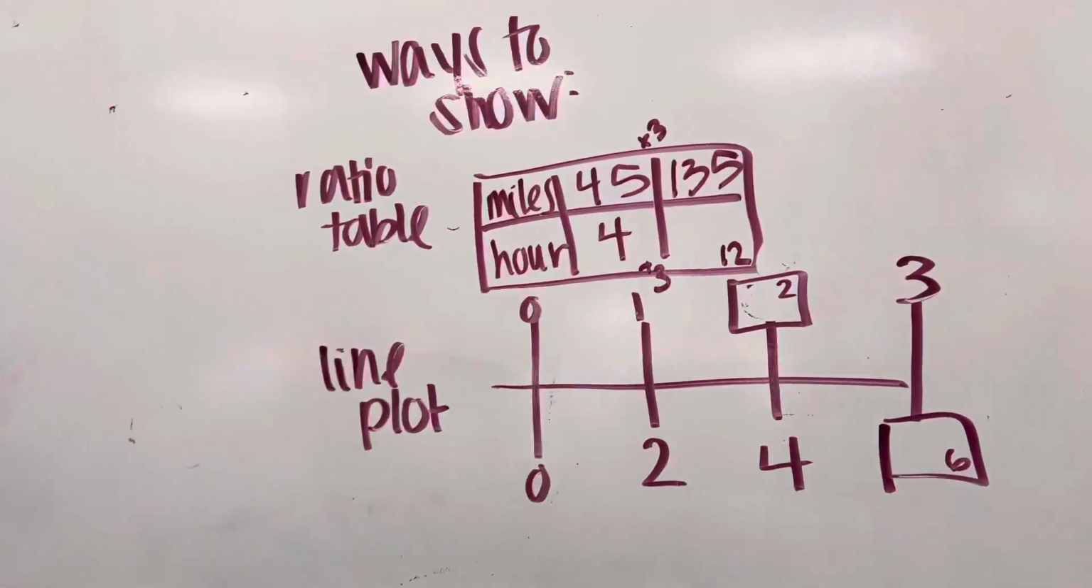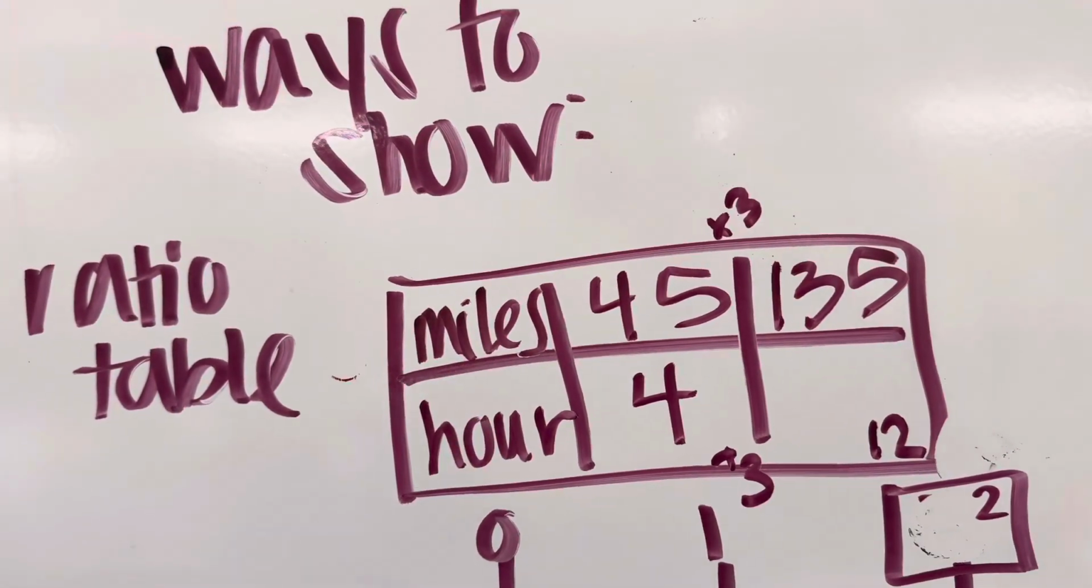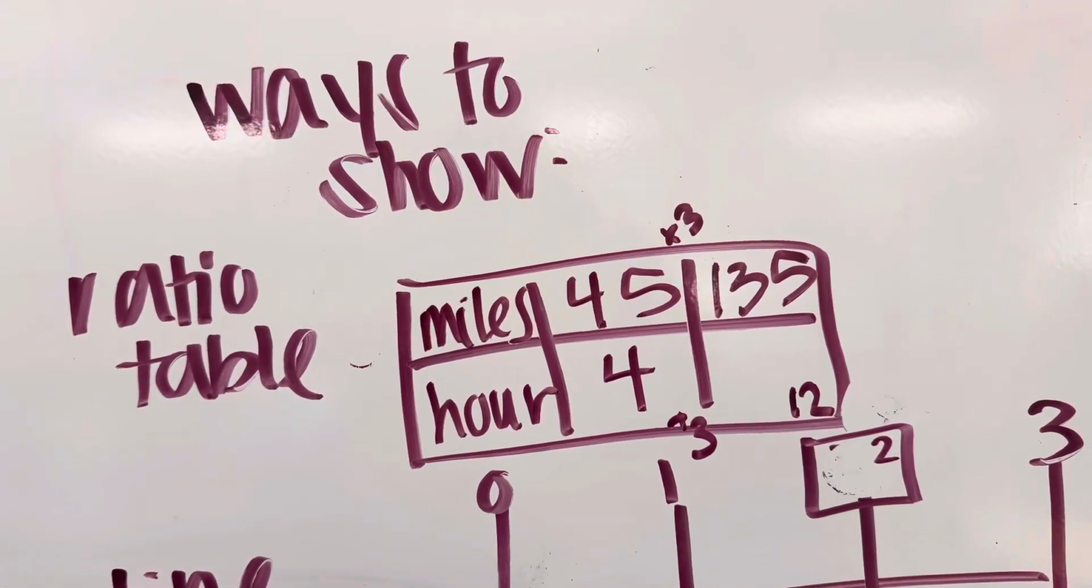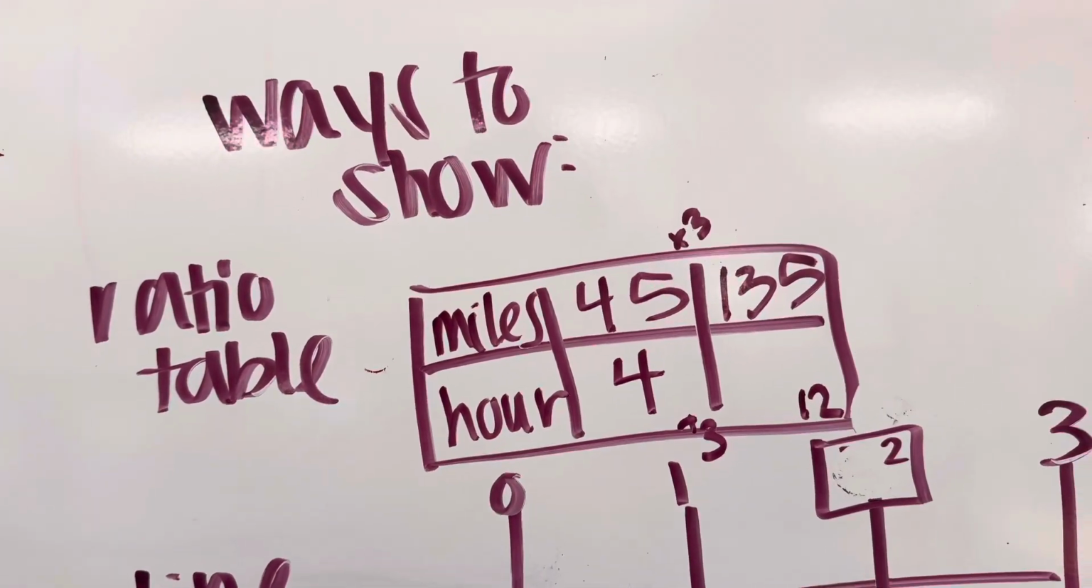Now, with our rates, there's different ways that they're gonna be showing you this, okay? The first example is in ratio tables. This ratio table, we've been talking about this the last 2 lessons. It's simply a way to organize your information.